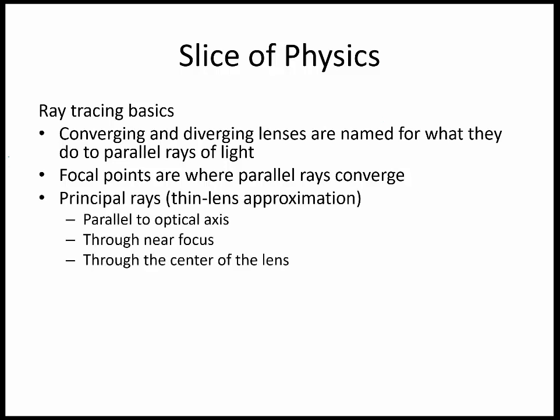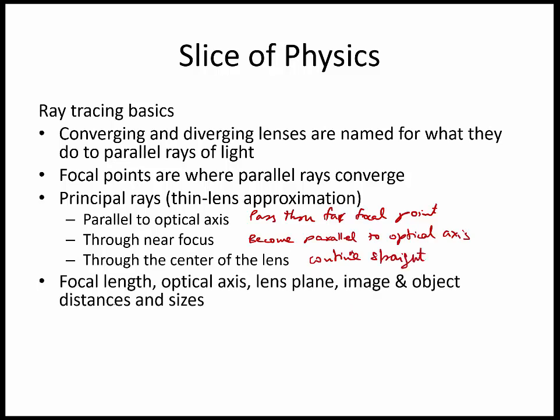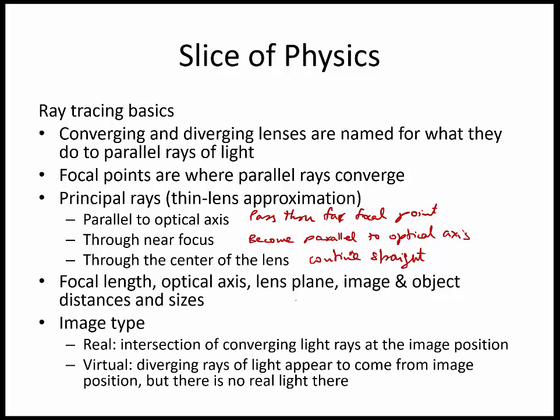Then we looked at these three principal rays, and we noted that rays that are parallel to the optical axis bend and pass through the far focal point. Rays that pass through the near focal point bend and become parallel to the optical axis. And then rays that pass through the center of the lens continue straight without bending. Then we discussed these terminologies, what a focal length is, what the optical axis is, what the lens plane is, what the image and object sizes and distances are. And finally, we discussed real and virtual images. So that is the summary here for the two different types of images.